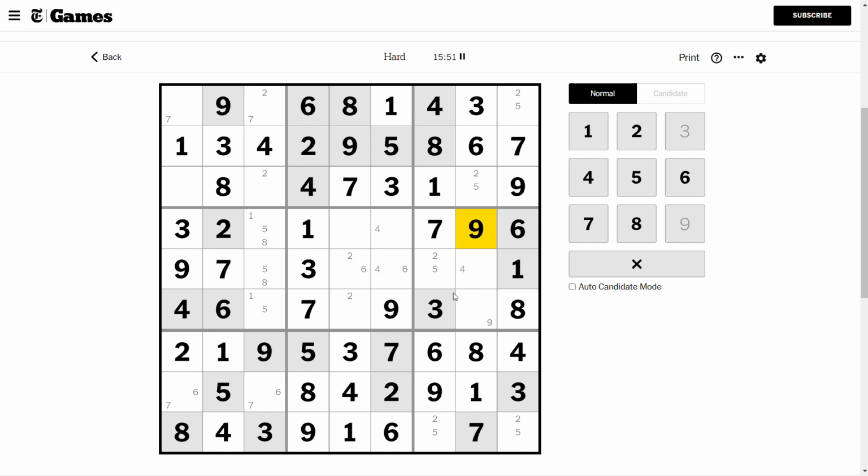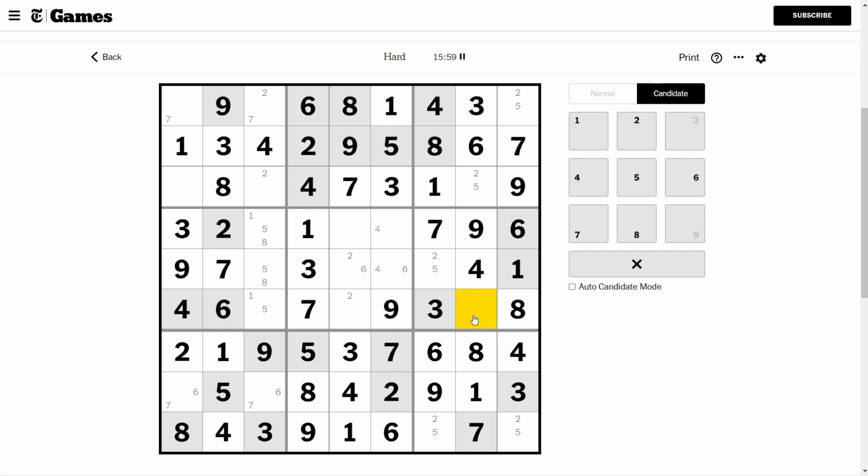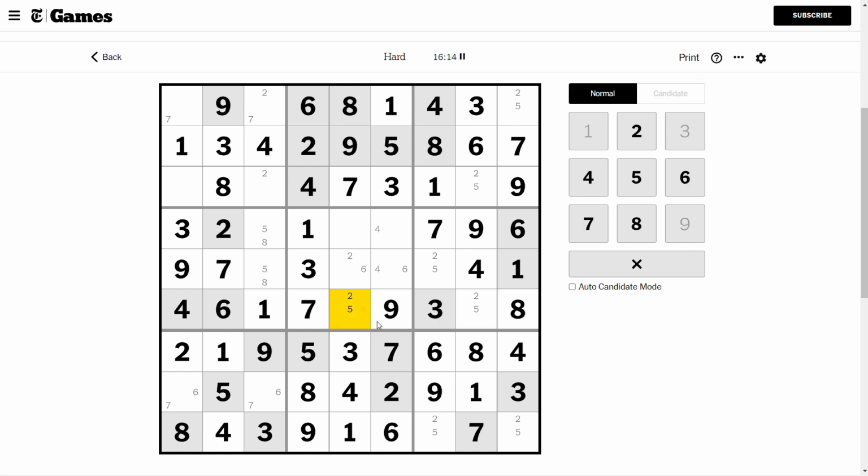All 9s are placed. After 9 occupies this cell, I can immediately force the digit 4 into this cell in block 6. This cell is 2 or 5 to make up this block. These 1s point left to force the digit 1 into this cell in block 4. 2 or 5 are the missing digits of row 6.